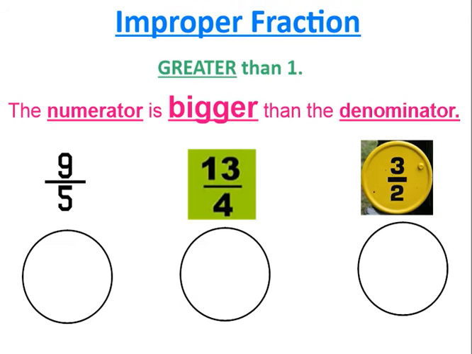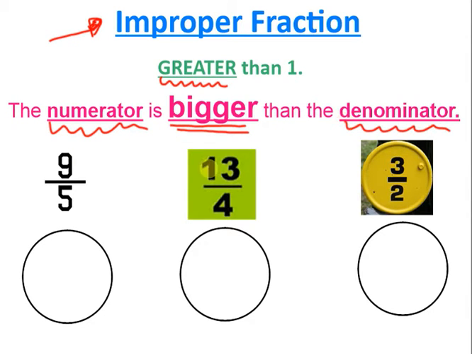All right, now let's take a look at something called an improper fraction. An improper fraction is going to be the reverse of a proper fraction. When you have an improper fraction, it is always going to be greater than 1 whole. And the biggest thing is that the numerator, which if you remember is this top number, is going to be bigger than the denominator, which is the bottom part. And we'll get into exactly what that means.